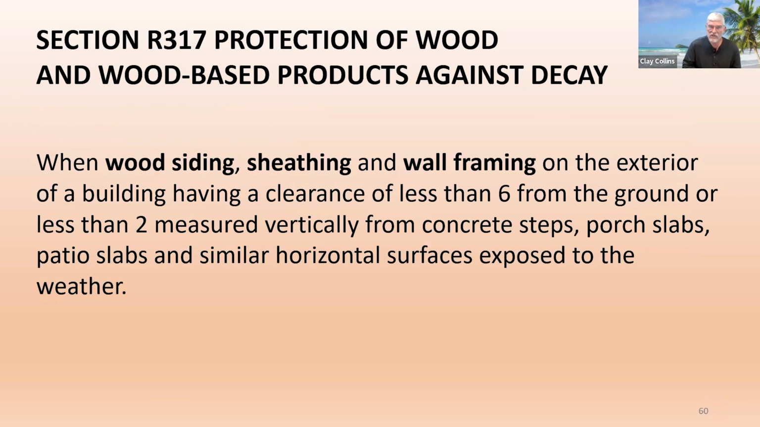When wood siding, sheathing, and wall framing on the exterior of a building has a clearance of less than 6 inches from the ground or 2 inches measured vertically from concrete steps, porch slabs, patios, or similar horizontal surfaces, that is when not only you have to protect against decay, but that is the basis for our determining that grade is deficient.